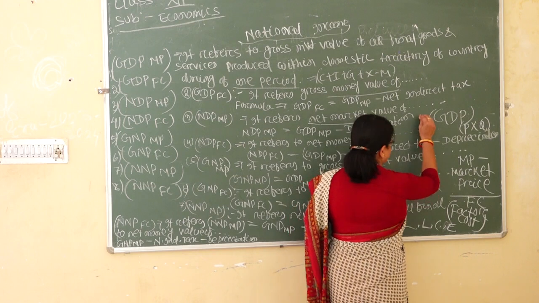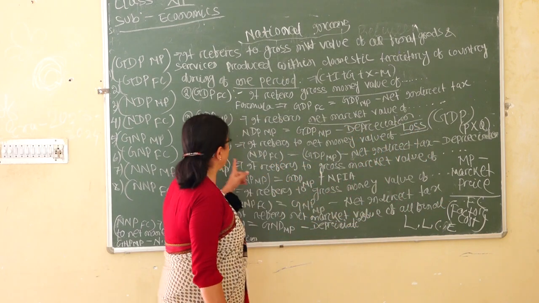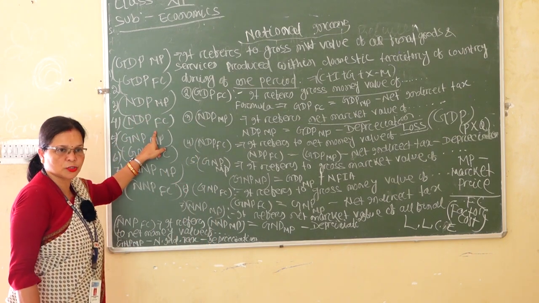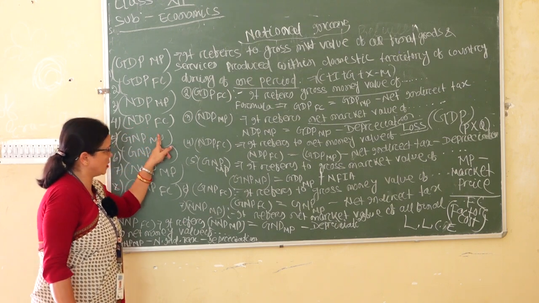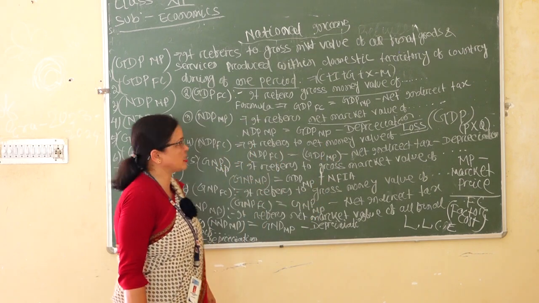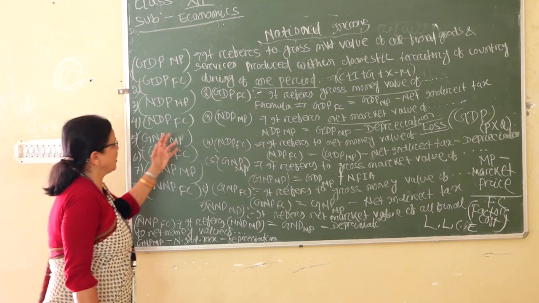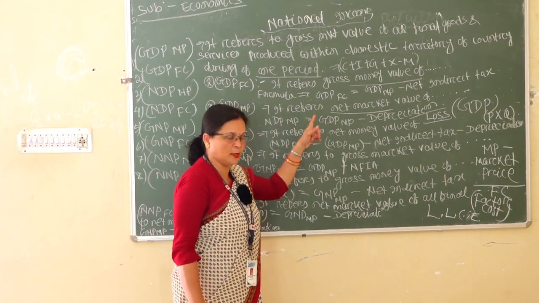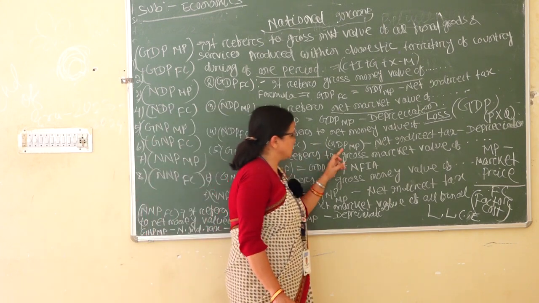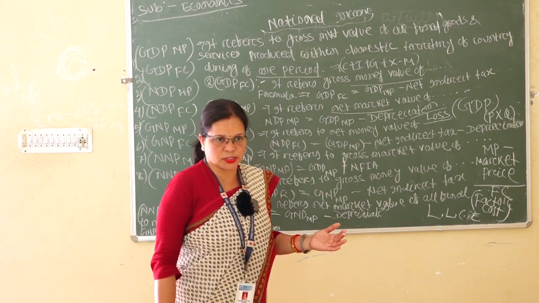What do we mean by depreciation? Depreciation means loss. Same thing, NDP at market price, then NDP at factor cost. What is the net domestic product at factor cost? It refers to the net money value of all the final goods and services produced within the domestic territory of a country during a period. What is the formula of NDP FC? It means GDP MP minus net indirect tax minus depreciation.